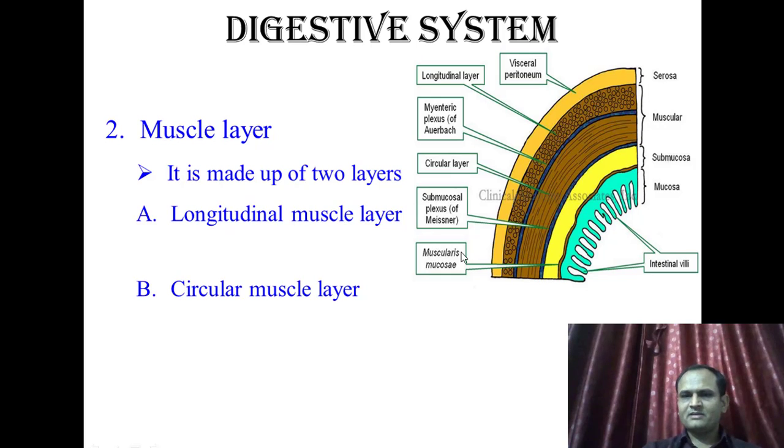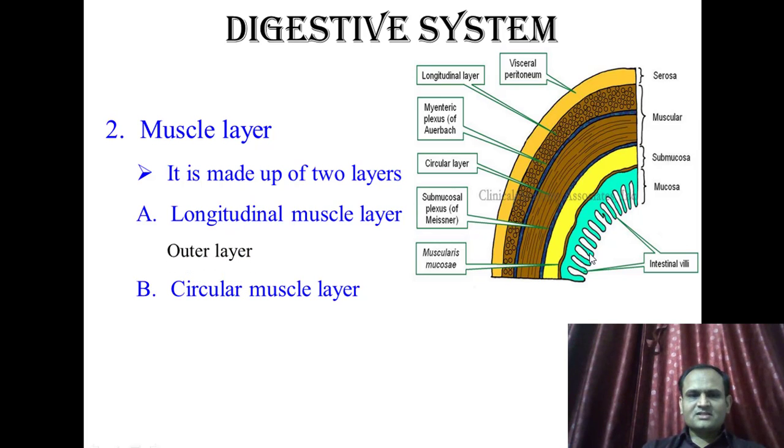Here, with the help of a diagram, it can also be shown. The outermost layer, so far we studied, serosa. Among the serosa, the outermost is the parietal serosa, the innermost is the visceral peritoneum. Just below the visceral peritoneum, the next layer is situated, that is the muscle. This one is a muscular layer. This is a longitudinal muscle layer, this is a circular muscle layer. Just below the circular muscle layer there is a submucosal layer, and below the submucosa there is a mucosa.